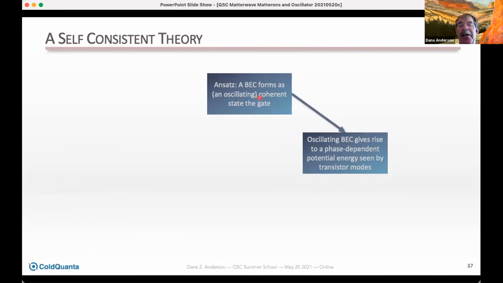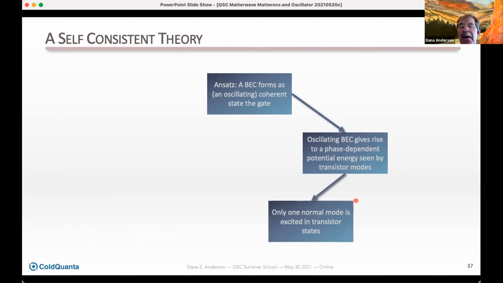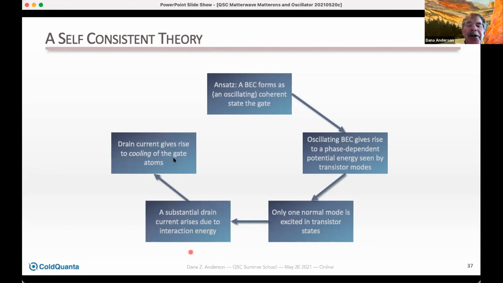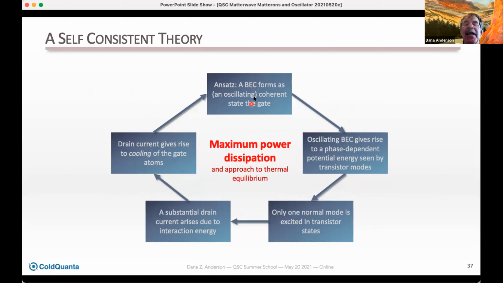We start with the onset that the BEC forms in the displaced ground state of the gate. The oscillating BEC gives rise to a phase-dependent potential. The phase-dependent potential means that one of the two normal modes is excited in transistor states. The other one is never excited macroscopically. A substantial drain current arises due to the interaction energy. The drain current gives rise to cooling of the gate atoms, and that cooling of the gate atoms maintains the atoms in the gate in condensate form rather than melting.